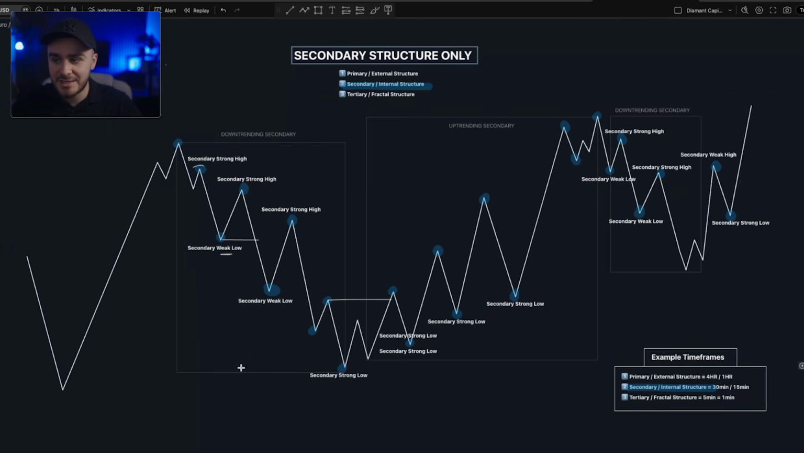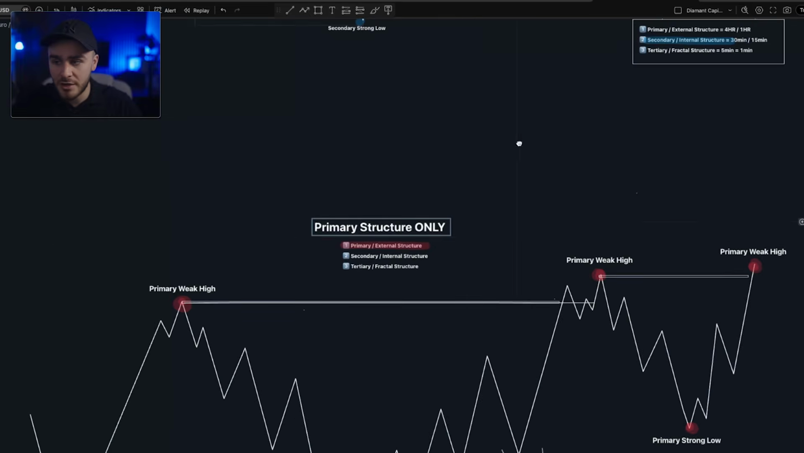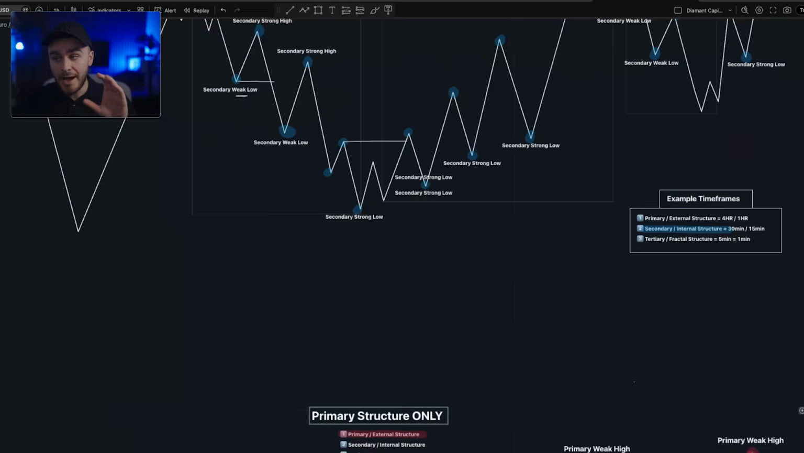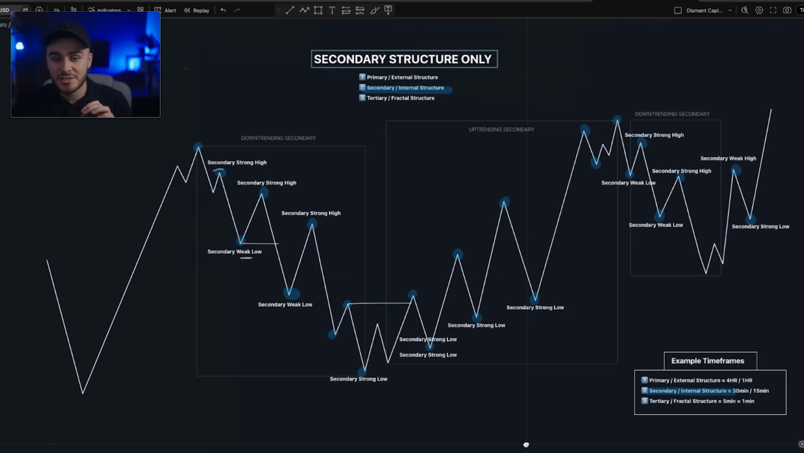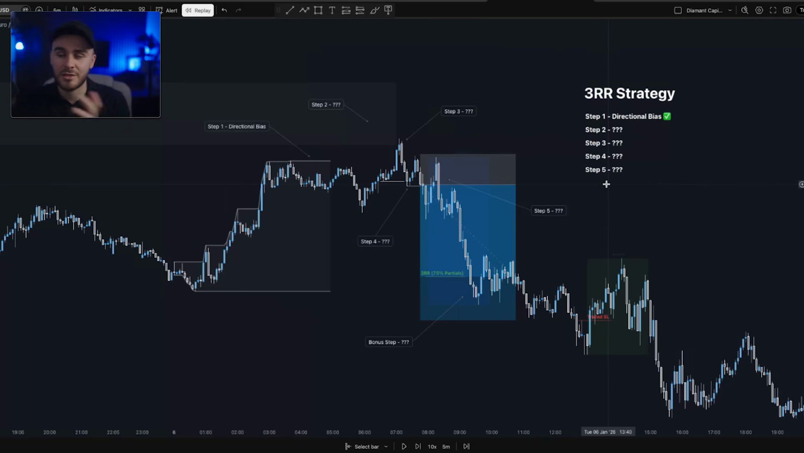But essentially, this is the exact frame of mind that we've got to keep in. Yes, we are working within the primary structural frames. However, this is really where we can start to look at some of the details, and only then can we start to get the 3 risk reward strategy.